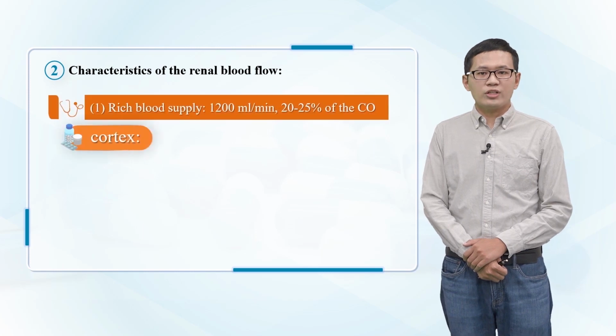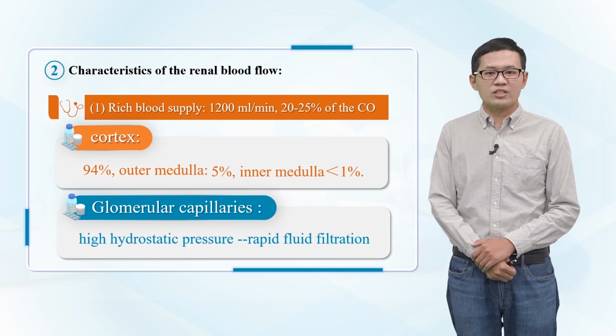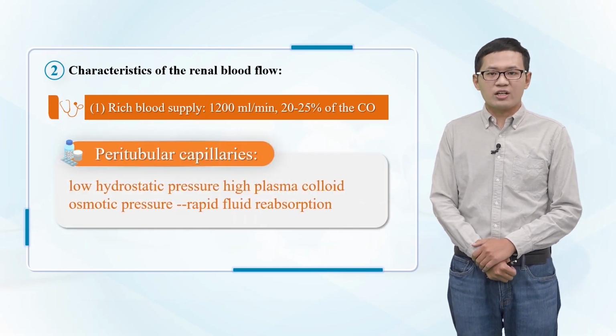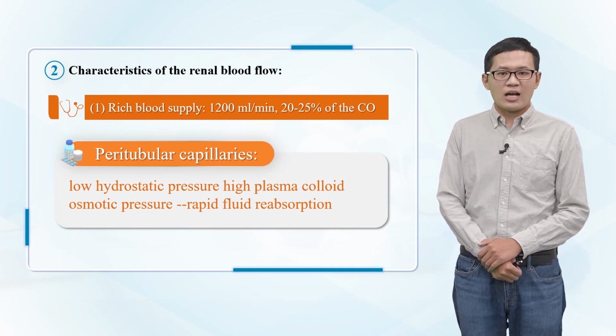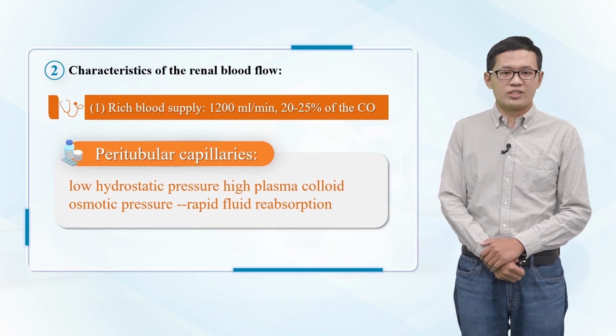The renal vein receives the deoxygenated blood from the kidney and returns it to the systemic blood circulation. So the kidney contains two capillary beds: the glomerulus and the peritubular capillaries. The renal blood flow has a rich blood supply, about 20 to 25% of cardiac output. There is high hydrostatic pressure in glomerular capillaries and low hydrostatic pressure in peritubular capillaries.